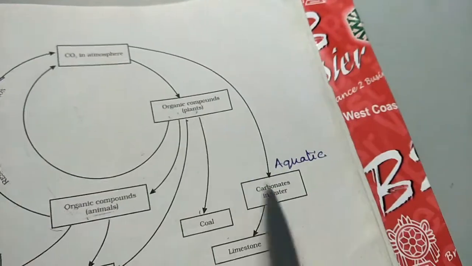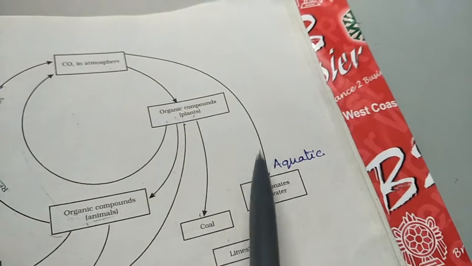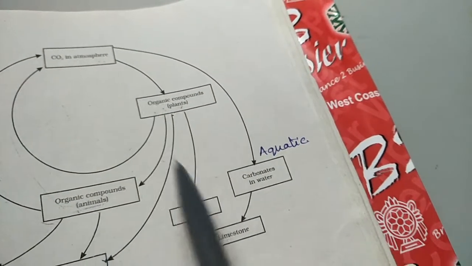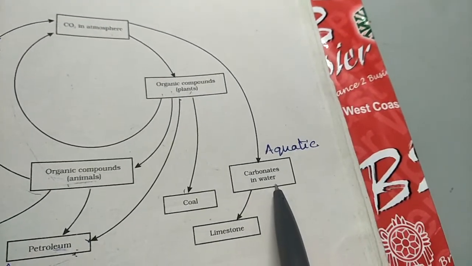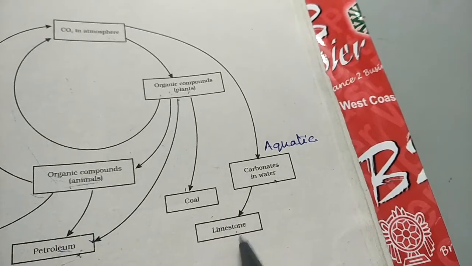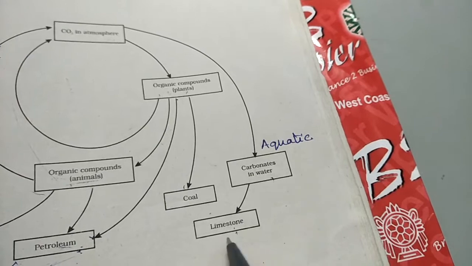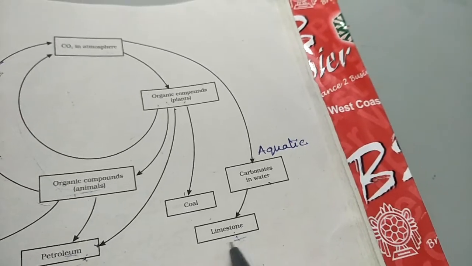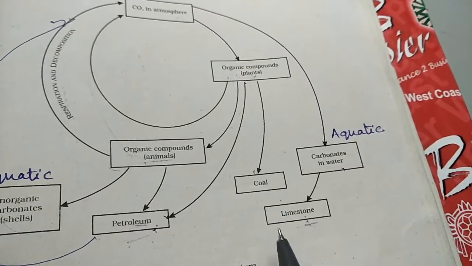And the last cycle: directly from the atmosphere, without involving the plants, it goes into the water in the form of carbonates. In water it forms limestone. This limestone is made up of carbonates. Okay. Thank you. We'll continue with the next cycle next time.